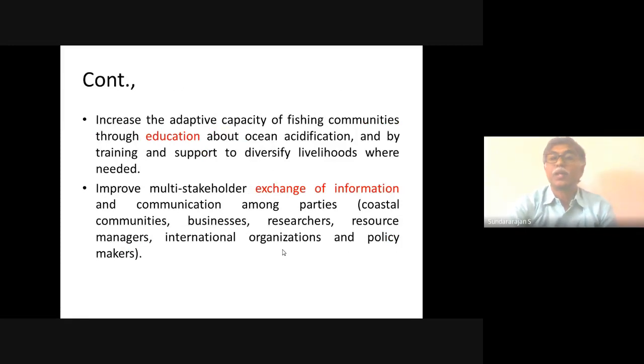Increase the adaptive capacity of fishing communities, and education is most important. Where ocean acidification occurs, provide training and support to diversify livelihoods where needed. If something happens in that area, what is the alternative livelihood, or what other aquaculture practice can they adopt for their economy? This includes multi-stakeholder exchange of information and communication among parties: social communication, businessmen, and researchers.